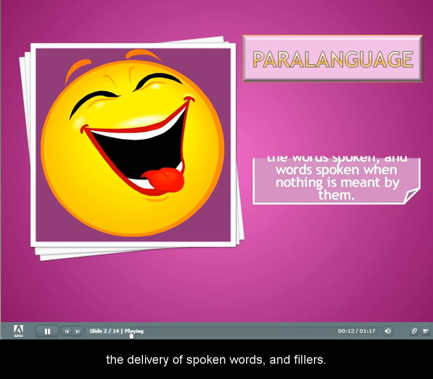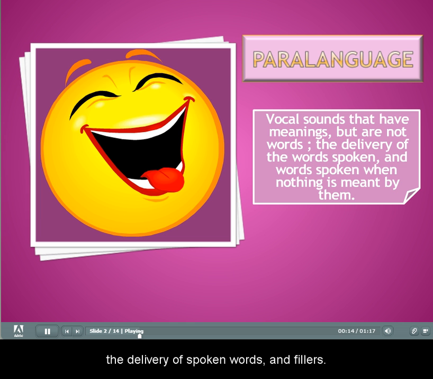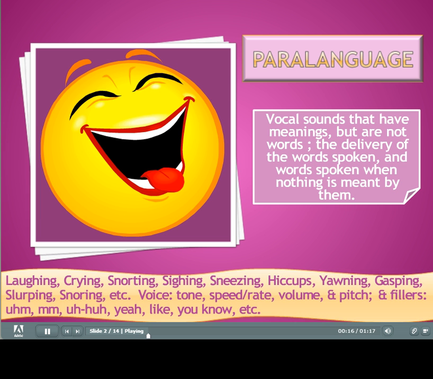Paralanguage includes vocal sounds that are not words, the delivery of spoken words, and fillers. When someone laughs or cries, you are given a hint about their mood. A snort or sigh may suggest a person's emotional state of mind. Yawning could mean that someone is tired or bored. However, it may simply indicate a lack of oxygen. A gasp could mean that a person is startled or surprised.